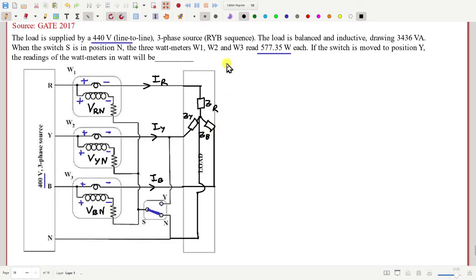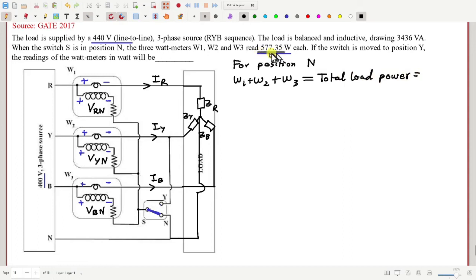So when in position N, W1 plus W2 plus W3 is equal to what? The total load power, which is 3 times this number, because they all measure the same value. So 3 times this is approximately 1732 watt.